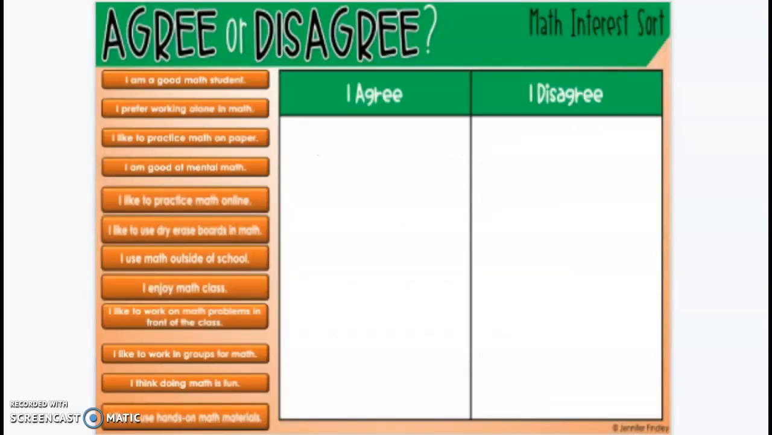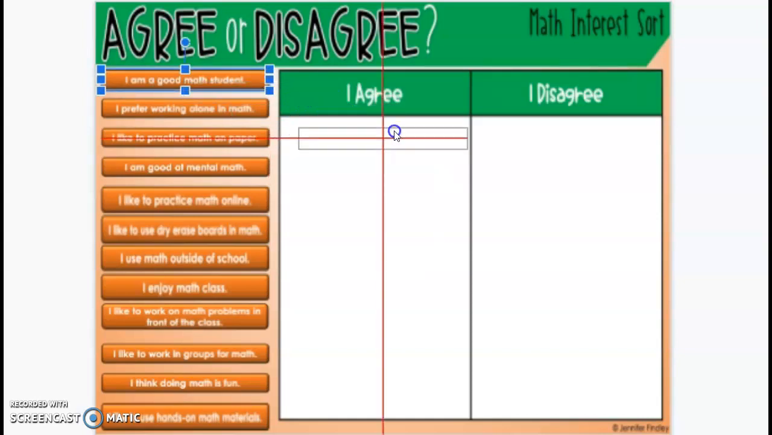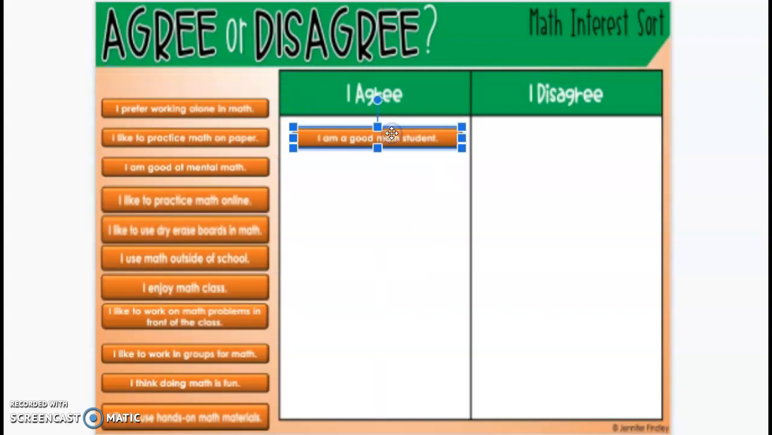In today's lesson work, you're going to be doing agree or disagree, and it's going to be about your math interest. This is a drag and drop assignment, so you're going to click on each of these statements. This statement says, I am a good math student. So I agree that I am a fairly good math student, so I'm going to drag it here.